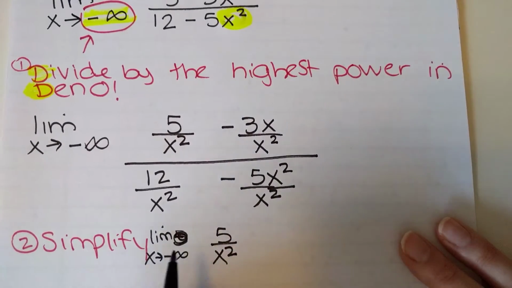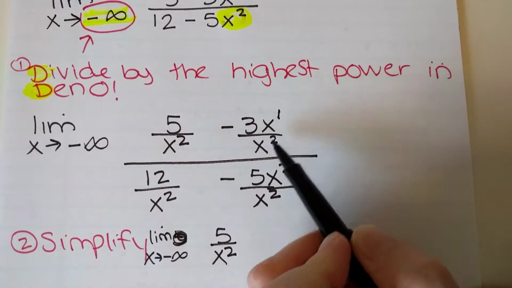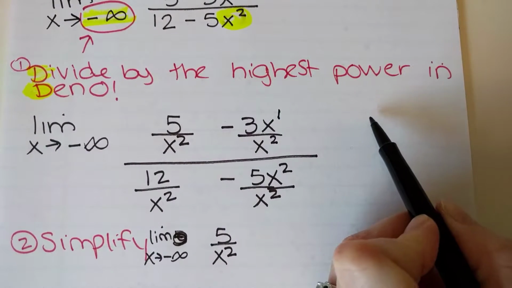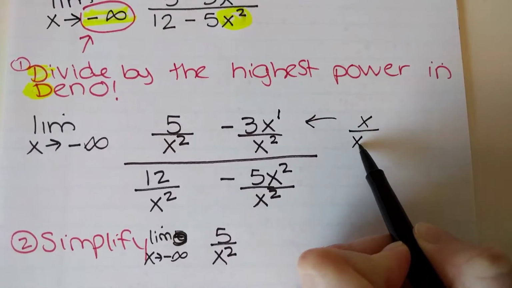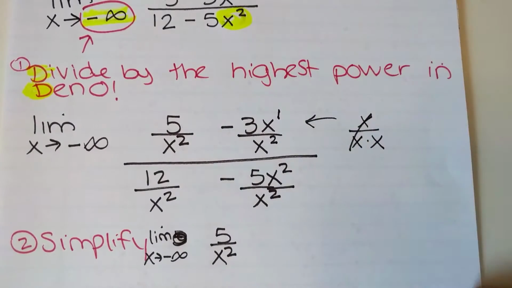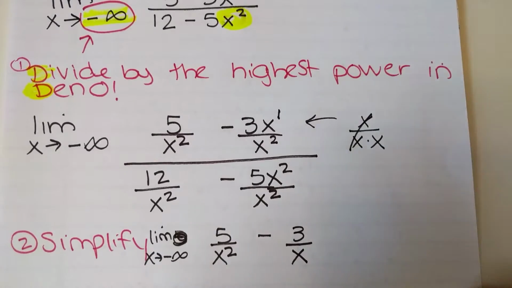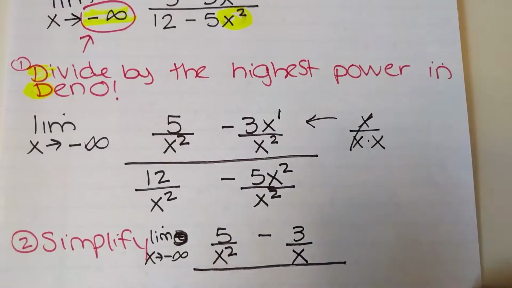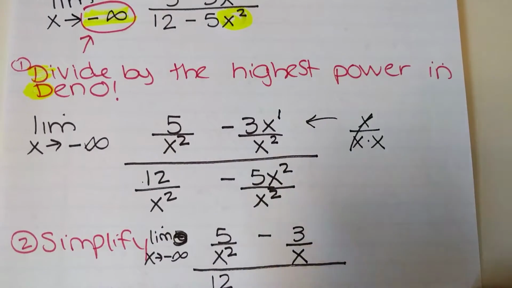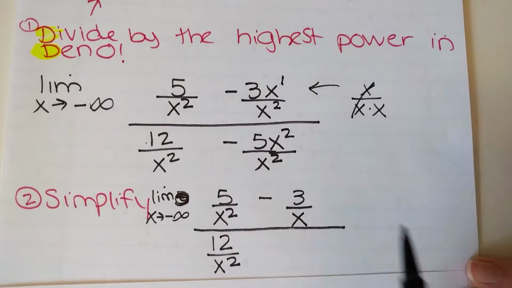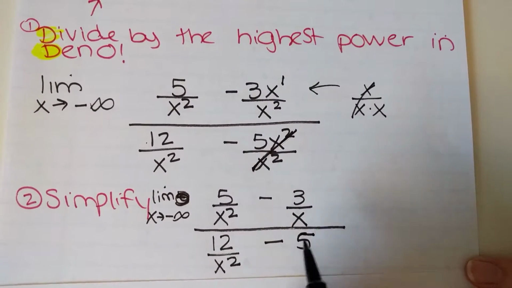x squared. Now, here we have 3x over x squared. So what we do is we subtract the exponents, and that gives us x to the negative 1. Or another way of thinking about this is you have x over x times x. So 1 x will cancel out, and you'll be left with 3 over x, and the x will be in the denominator. The 12 over x squared, again, nothing to reduce there. And then the 5x squared over x squared, those will cross out, and you'll just have minus 5.